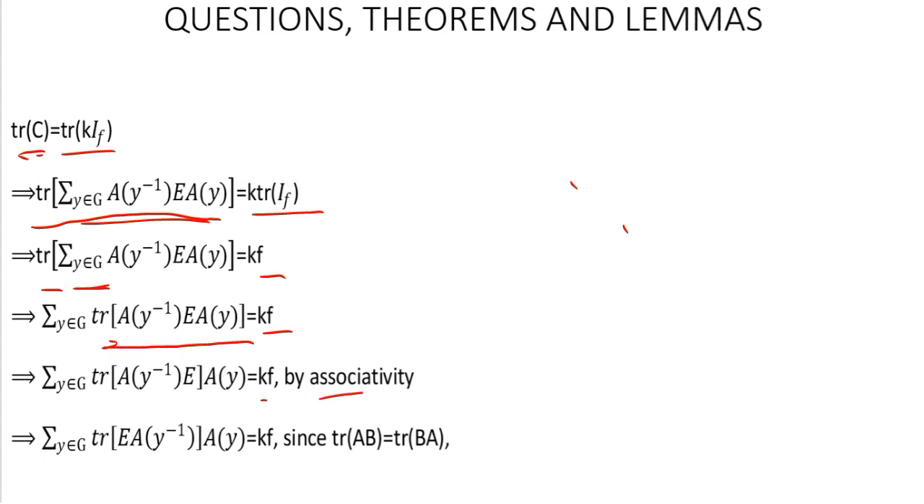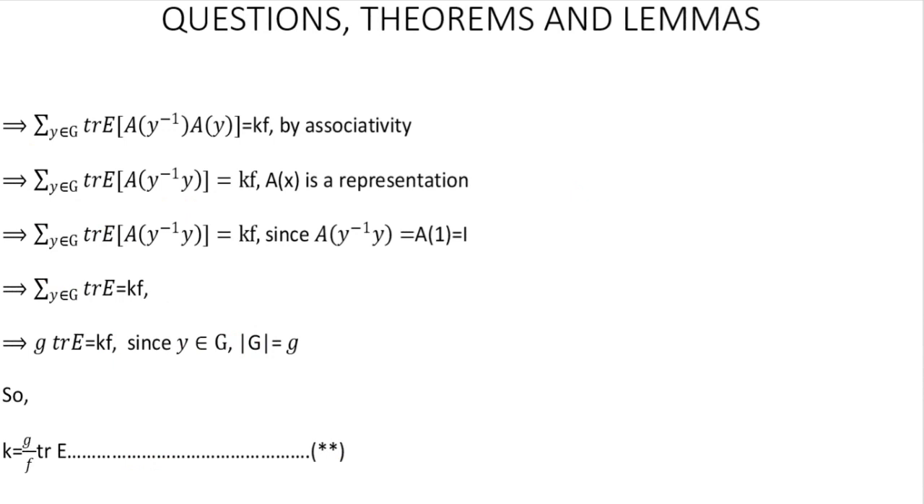And associativity allows me to do what I've done here. Let's link these two together and leave the A Y out. And because the trace of AB equals the trace of BA, I can interchange E and A Y inverse, okay? Again, using associativity, I can bring out the E and let A inverse A Y come together. So the trace is on my E, as you can see there.